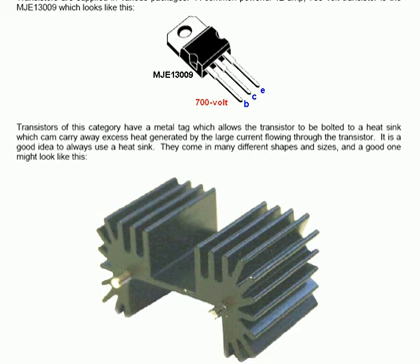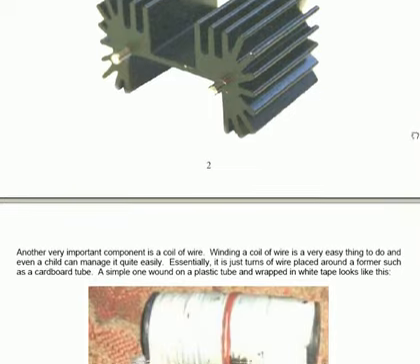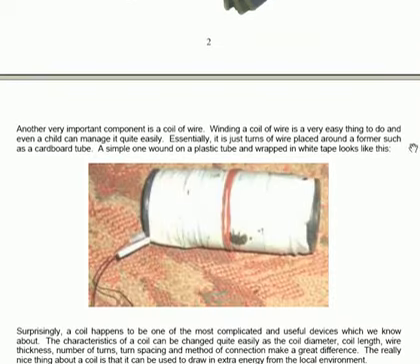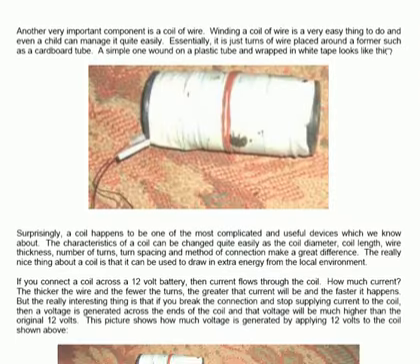Another very important component is a coil of wire. Winding a coil of wire is very easy. It's an easy thing to do, and even a child can manage it quite easily. Essentially, it's just turns of wire placed around a former, such as a cardboard tube. A simple one wound on a plastic tube and wrapped in white tape looks like this. That particular coil was wound by Alex Core.